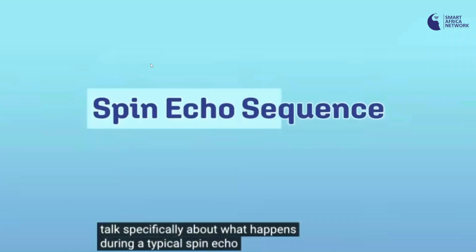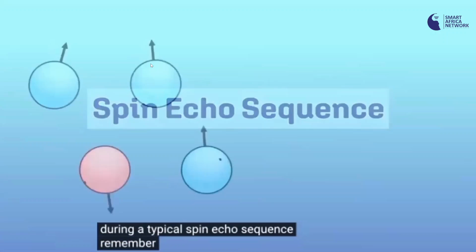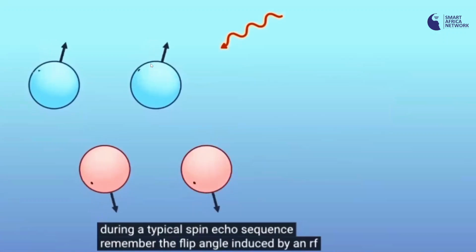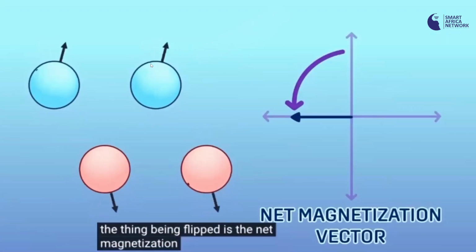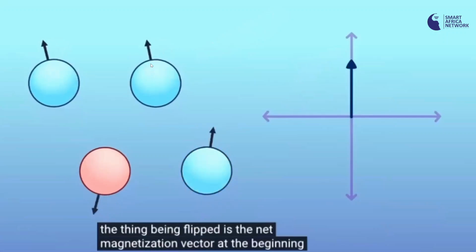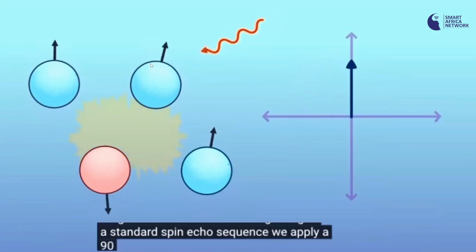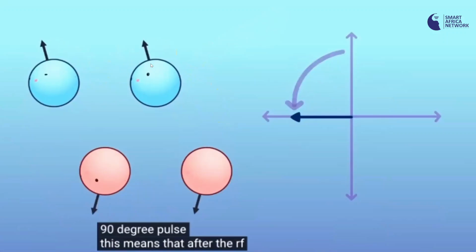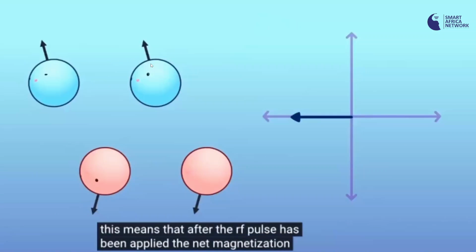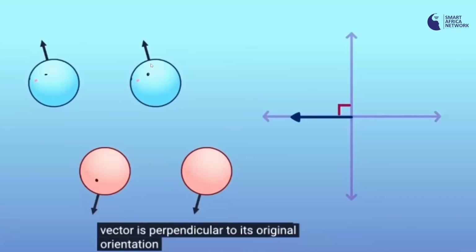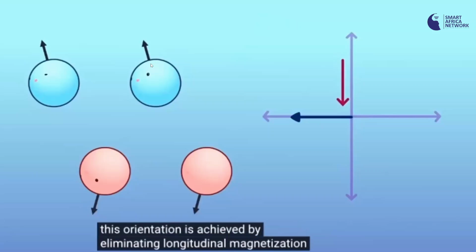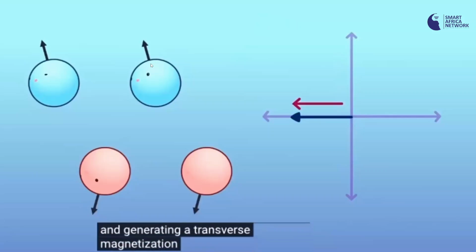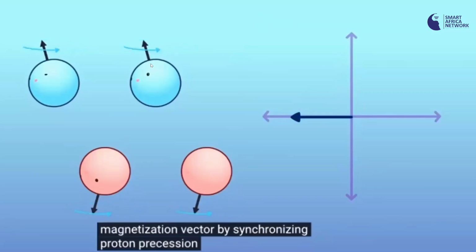Now that we've gone over what can happen when we administer an RF pulse, let's talk specifically about what happens during a typical spin echo sequence. Remember, the flip angle induced by an RF pulse depends on the strength and duration of the pulse. The thing being flipped is the net magnetization vector. At the beginning of a standard spin echo sequence, we apply a 90-degree pulse. This means that after the RF pulse has been applied, the net magnetization vector is perpendicular to its original orientation. This orientation is achieved by eliminating longitudinal magnetization and generating a transverse magnetization vector by synchronizing proton precession.